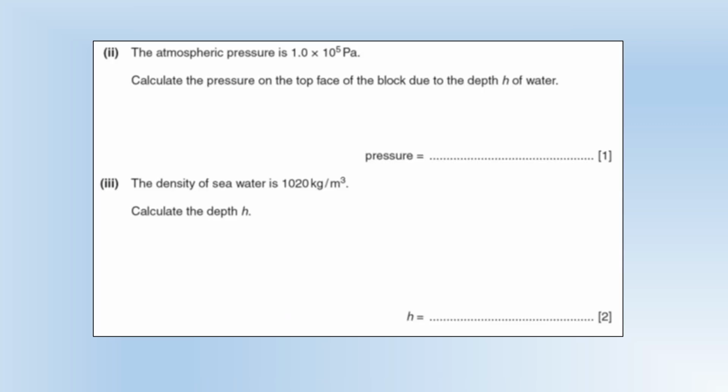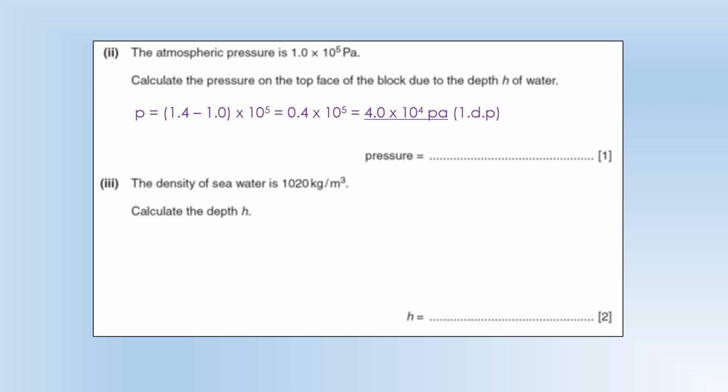So atmospheric pressure is 1 times 10 to the 5. Calculate the pressure due to the depth of water. So we essentially need to take our previous answer, subtract 1 times 10 to the 5, and that gives us 4 times 10 to the 4 pascals there. Okay, so the density of seawater is 1020 kilograms per meter cubed.